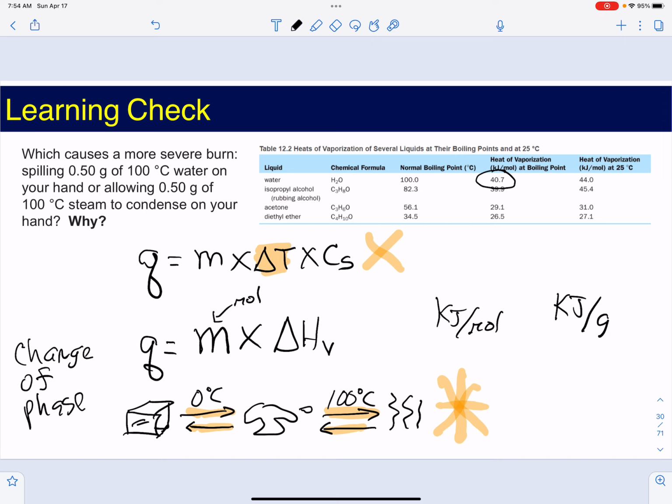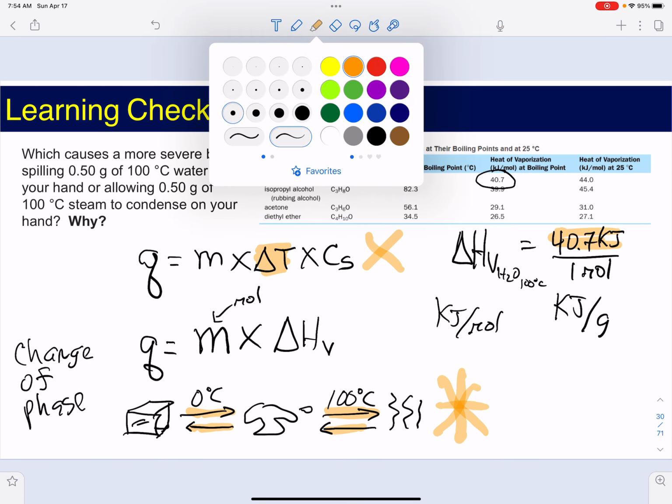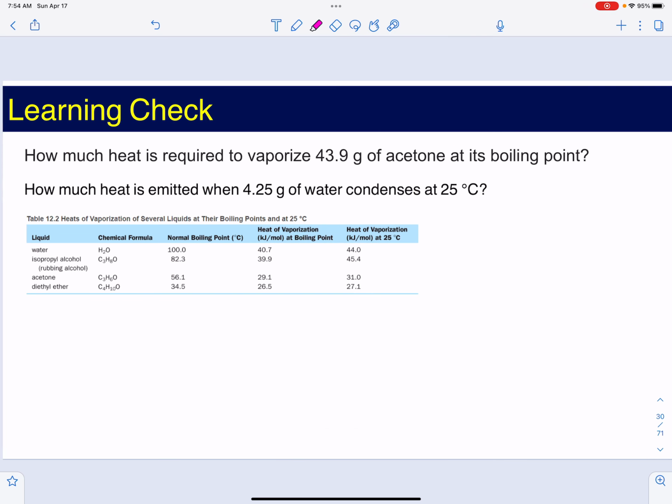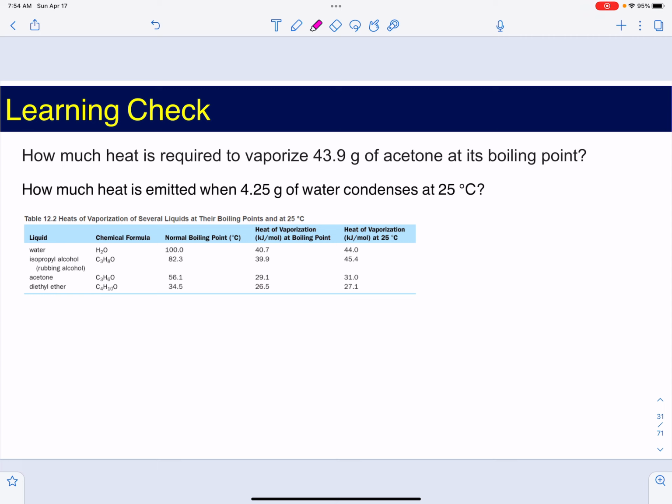So once more, the enthalpy of vaporization for water at 100 degrees Celsius is going to be 40.7 kilojoules for every 1 mole, which is nothing more than a conversion factor, where you have two units that you can relate. So let's do another problem. That one told us comparatively how to understand the concept.